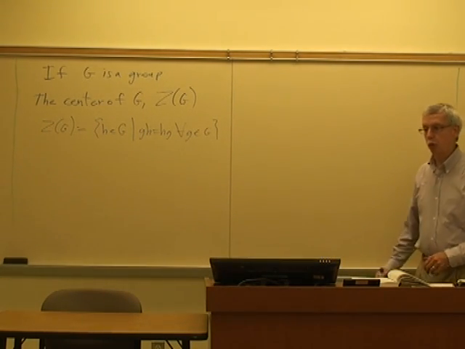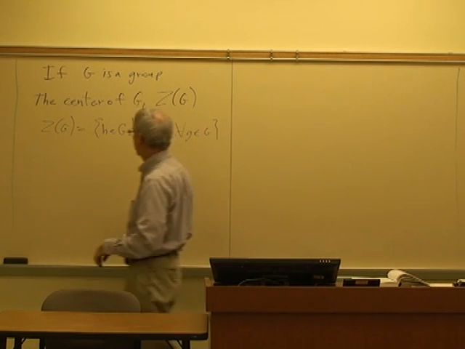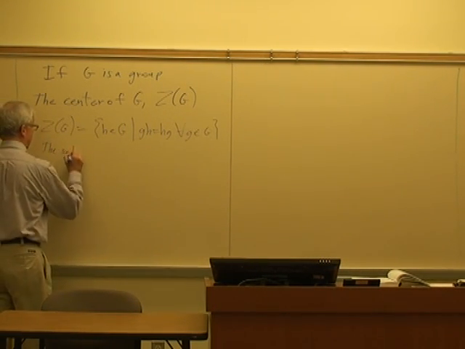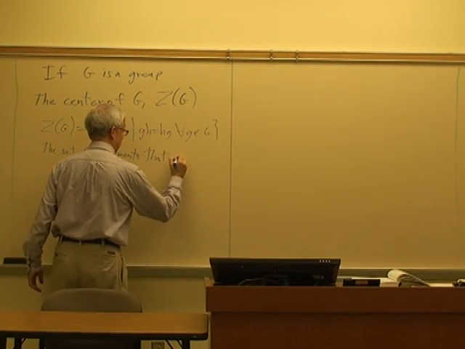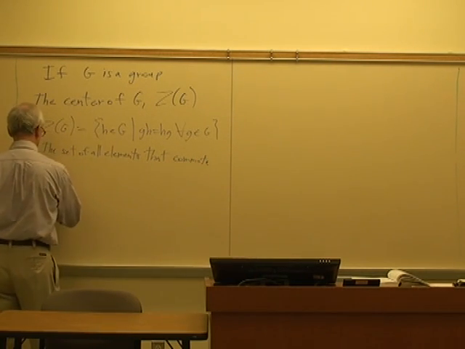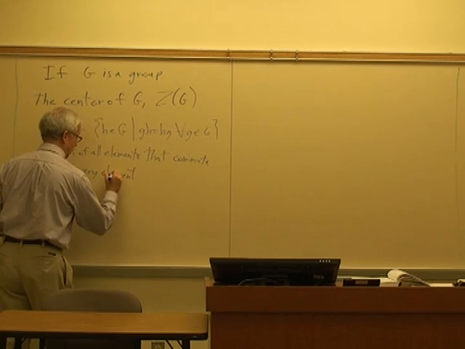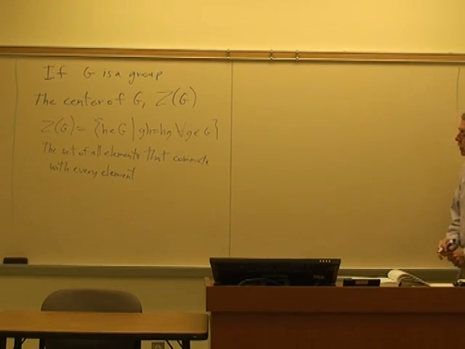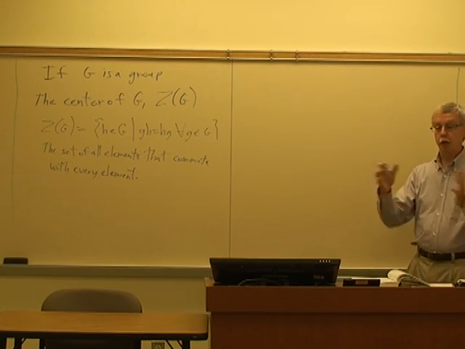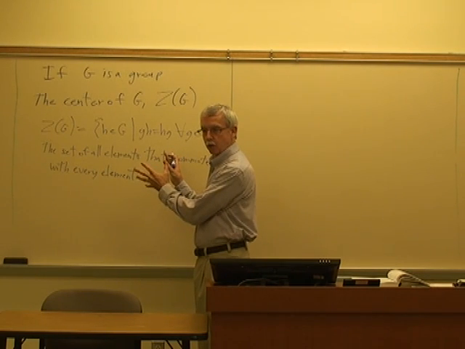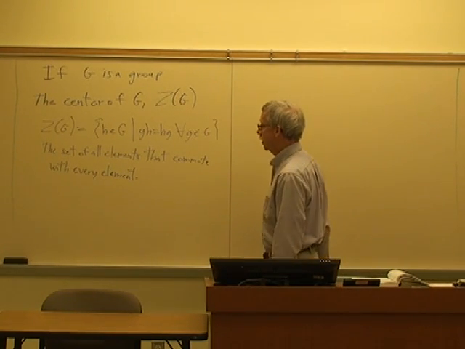Now, if the group's abelian, the center is the group, right? Because everything commutes with everything. But if it's not abelian, this becomes an interesting thing. So it's the set of all elements that commute with every element. It turns out this is a subgroup. And it's not only a subgroup, it's an abelian subgroup, which means if I have a non-abelian group, a non-commutative group, if I can find the center, I've gone from non-commutative to commutative, at least for a piece of the group, and that's what makes the center an interesting thing, because commutativity helps me solve problems.